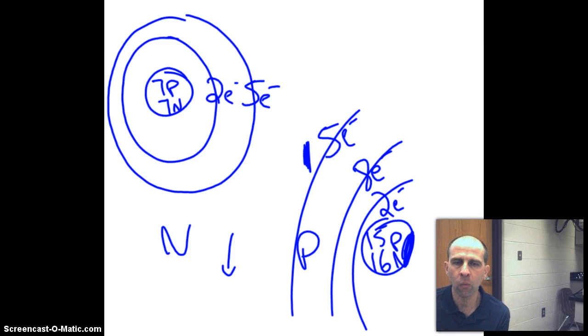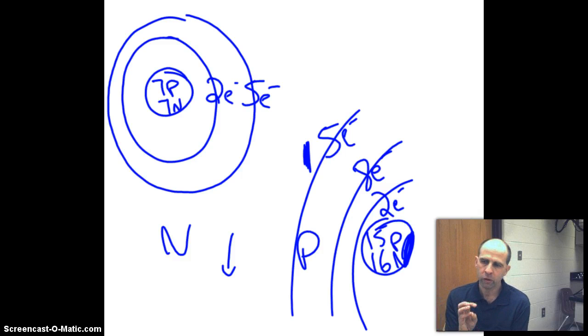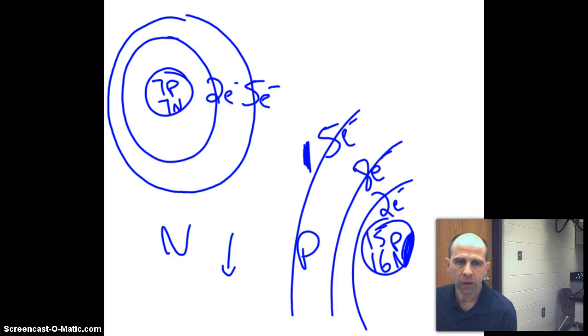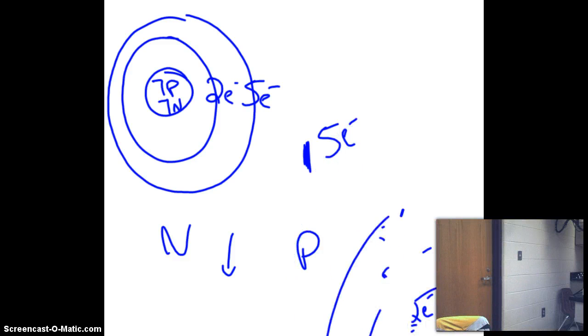In just a second here, I'll wrap this up by talking about the weird part of this, which is what happens as you go across the period. Give me just a second. All right, so to wrap this up, I want to draw a couple more Bohr models, but I want to stay with nitrogen, so I'm going to clean this one off or move it.